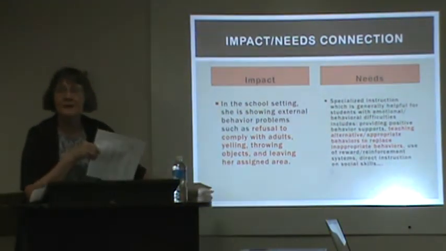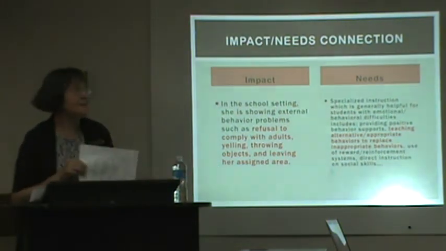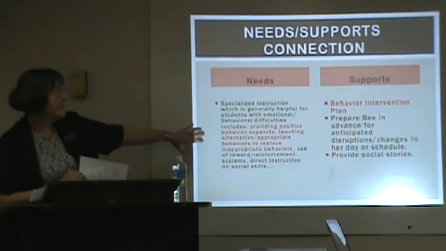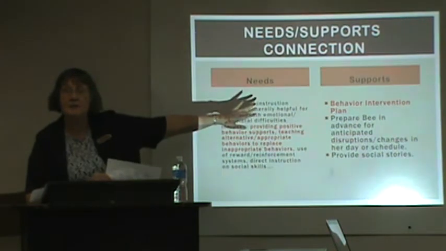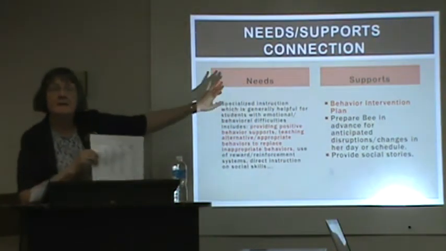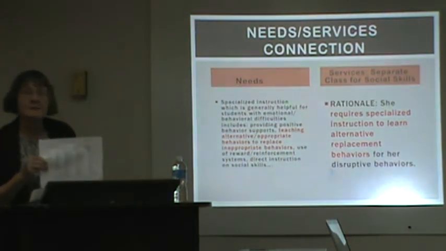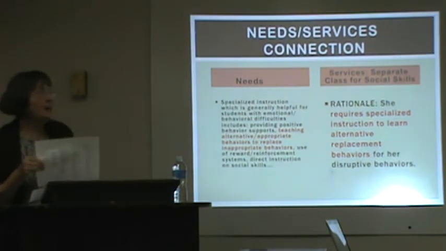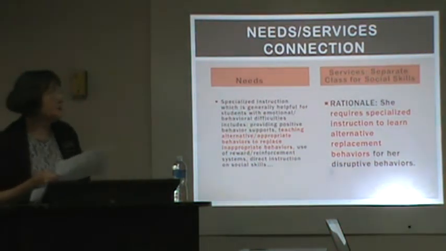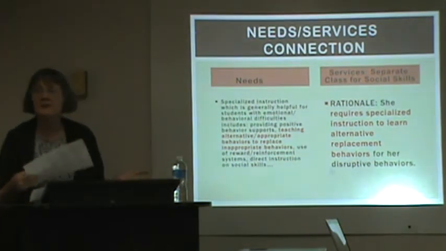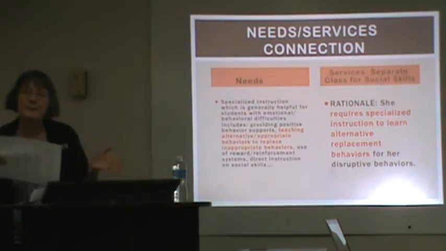So it ties together. The impact is the inappropriate behaviors, the needs are alternative behaviors. The needs also tie in with the supports. She has a behavior intervention plan that ties in with her needs. And it also helps with my rationale about why she needs a separate class for social skills, because she requires specialized instruction to learn those alternative behaviors. Do you see how it ties together?